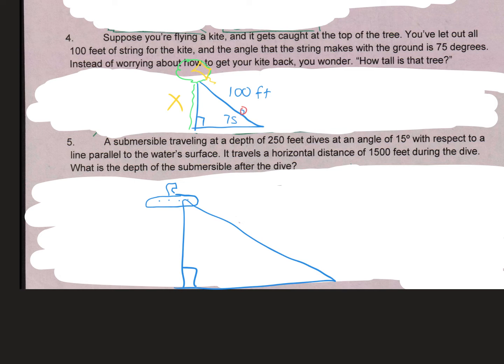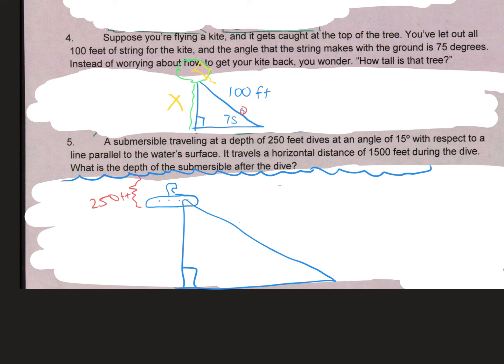But it says my submersible is traveling at a depth of 250 feet. Do you think that's an important piece of information? Let's just think about it for a second. Do you see my water line that I drew? So how far is the submarine from the top of the water before it even starts? 250. We might need it, we might not. Let's just make sure we visualize it.